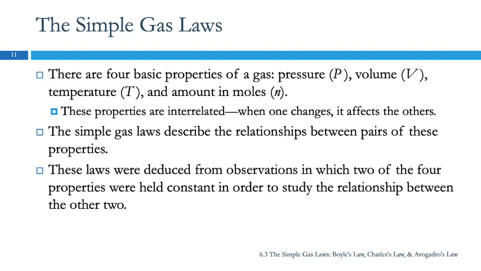So the properties are interrelated. If you change one of them, it's going to change one or more of the other properties. And so there are a set of gas laws known as the simple gas laws that describe the relationship between just two of the properties, say volume and temperature, or temperature and pressure. And these laws were deduced from observations that actually occurred a long, long time ago, in which two of the four properties were held constant, and then they would change a third property and see how the fourth one reacted to that.